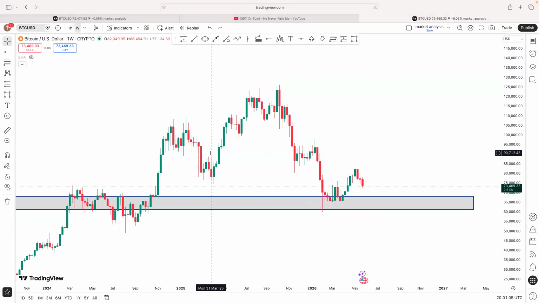So I always love to look at the market structure, right? So here's what happened. The market was creating higher high, higher low, higher high, higher low, higher high. So this is the last higher high. This is the last higher low. The market broke the structure right here.